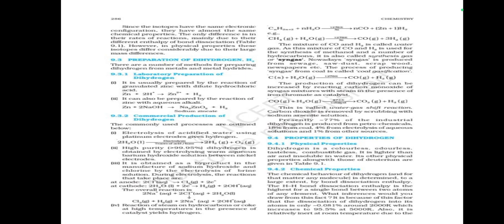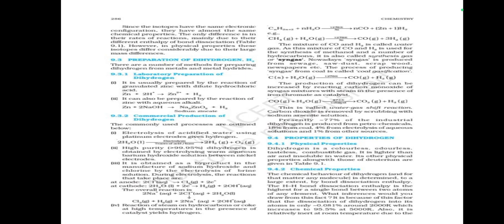During electrolysis, the reaction that takes place at the anode is 2Cl- gives Cl2 + 2e-. At the cathode, 2H2O + 2e- gives H2 + 2OH-. The overall reaction is 2Na+ + 2Cl- + 2H2O gives Cl2 + H2 + 2Na+ + 2OH-.